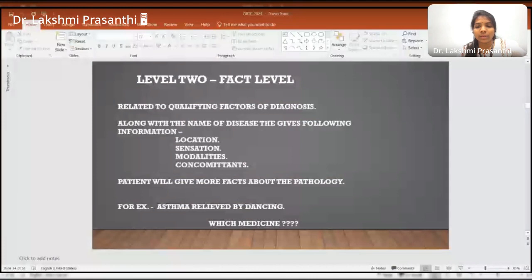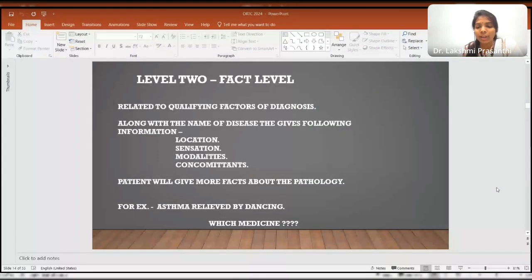Yes, you can speak or write. Anyone who can tell me what is the medicine for asthma relieved by dancing? Sepia. Okay, good. Sepia is the medicine. Asthma relieved by dancing.